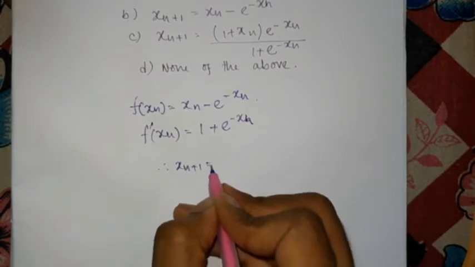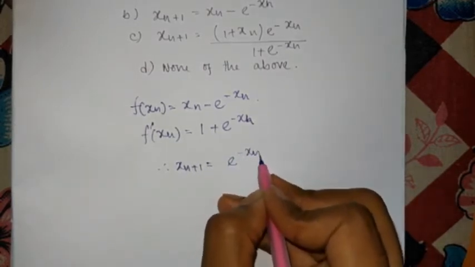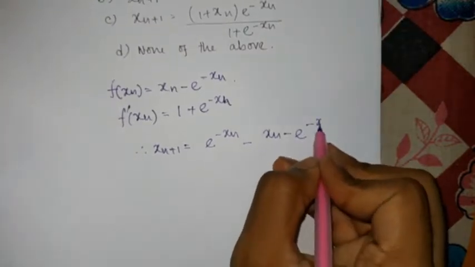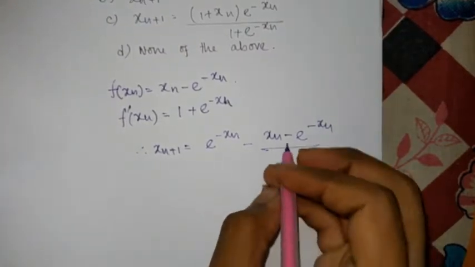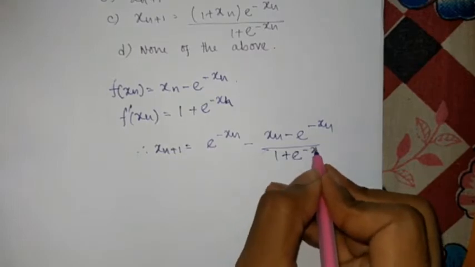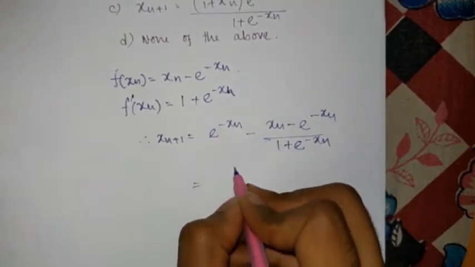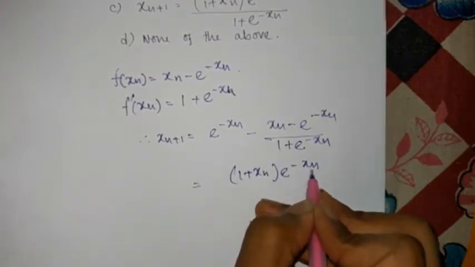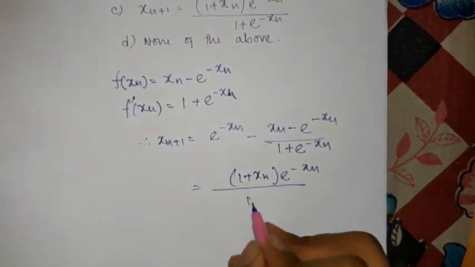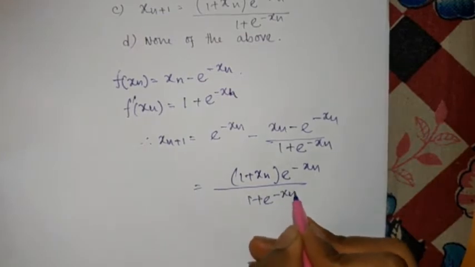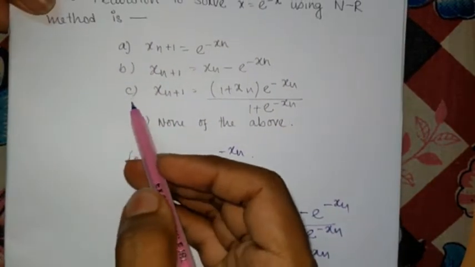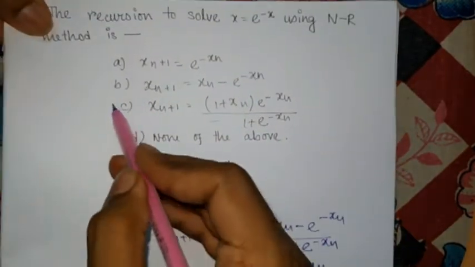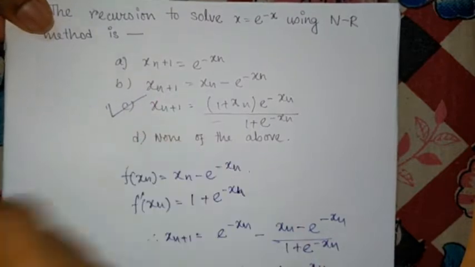So x(n+1) equals xn minus (xn minus e^(-xn)) divided by (1 plus e^(-xn)). So we get (1 plus xn) e^(-xn) divided by (1 plus e^(-xn)). Check in the options for x(n+1). This is given, so our correct option is C.